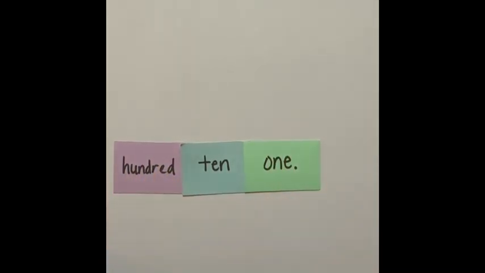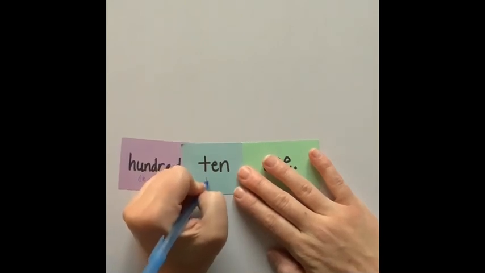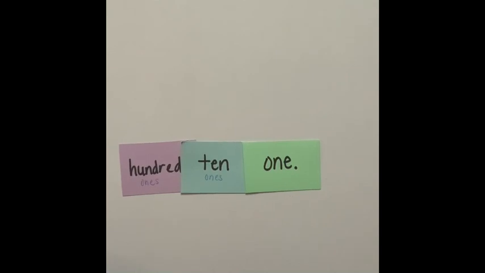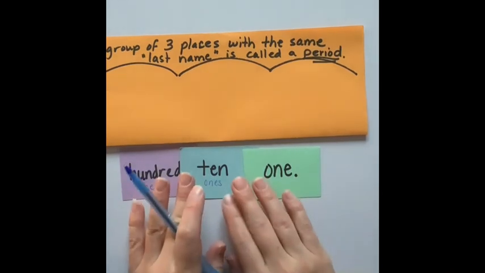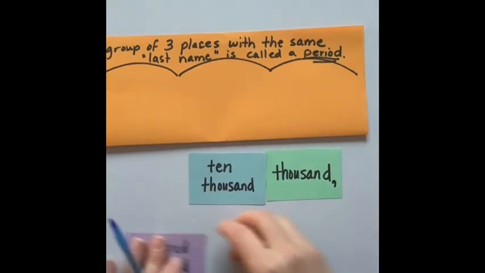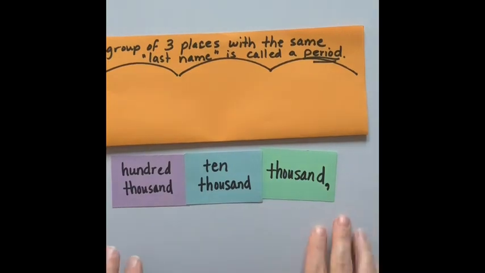A set of 3 places with the same last name is called a period. Even though this does not say 1, this is actually 100 ones, 10 ones. And these actually do have the same last name. This in math is called a period. Another period is the thousands. 1,000, 10,000, 100,000. They all have the same last name, and this is called the thousands period.